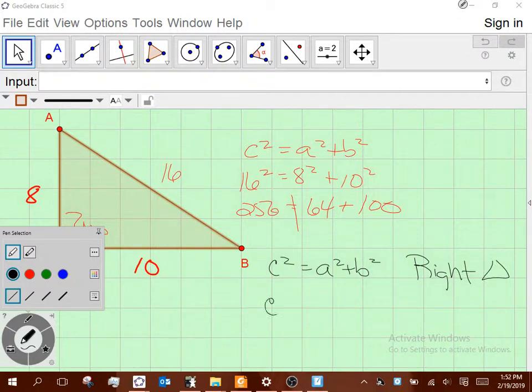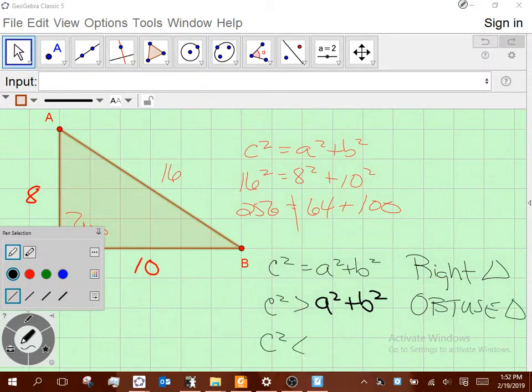Okay? If c squared is greater than a squared plus b squared, what word, obtuse or acute, comes to mind when you see the word greater? Obtuse. I'm going to make this an obtuse triangle.